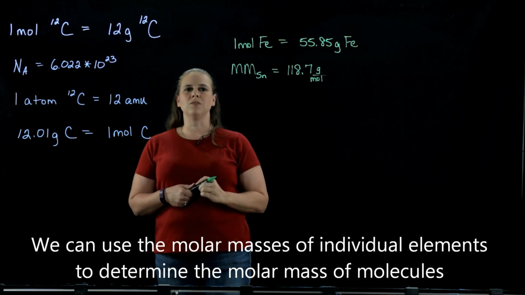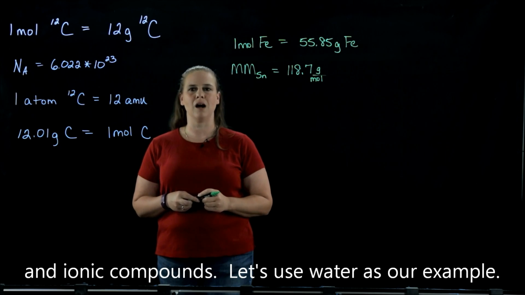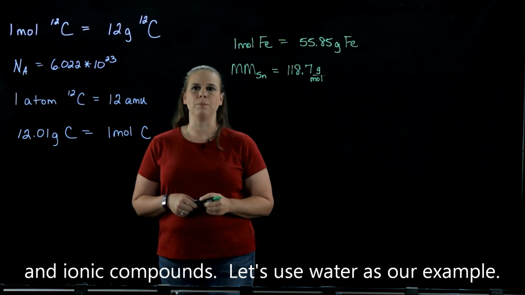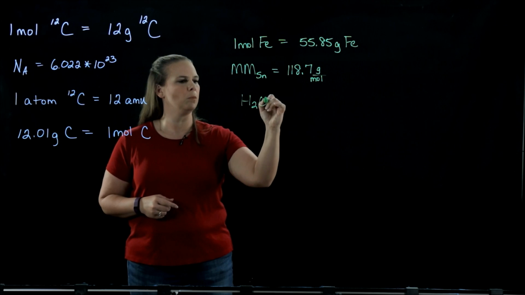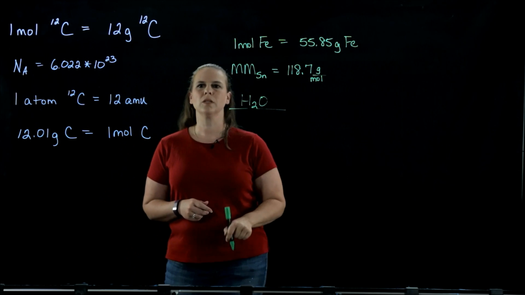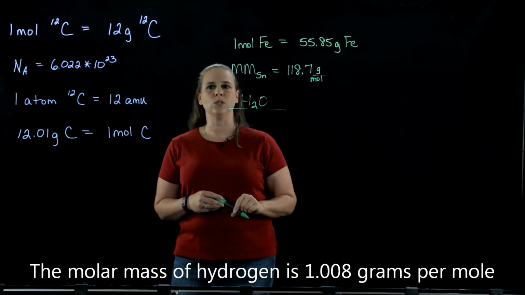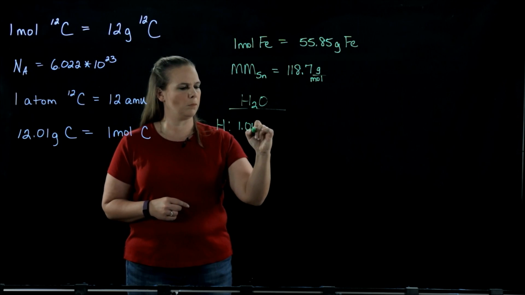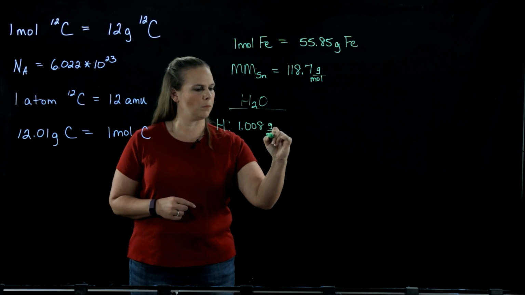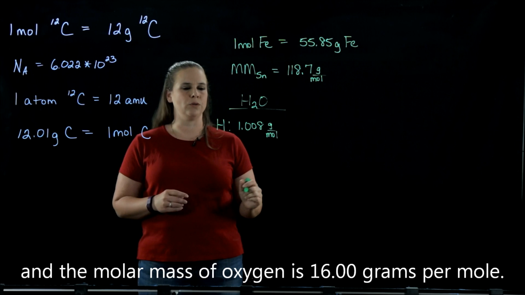We can use the molar masses of individual elements to determine the molar mass of molecules and ionic compounds. Let's use water as our example. We know the molecular formula for water is H2O. Every molecule contains 2 hydrogen atoms and 1 oxygen atom. The molar mass of hydrogen is 1.008 grams per mole, and the molar mass of oxygen is 16.00 grams per mole.